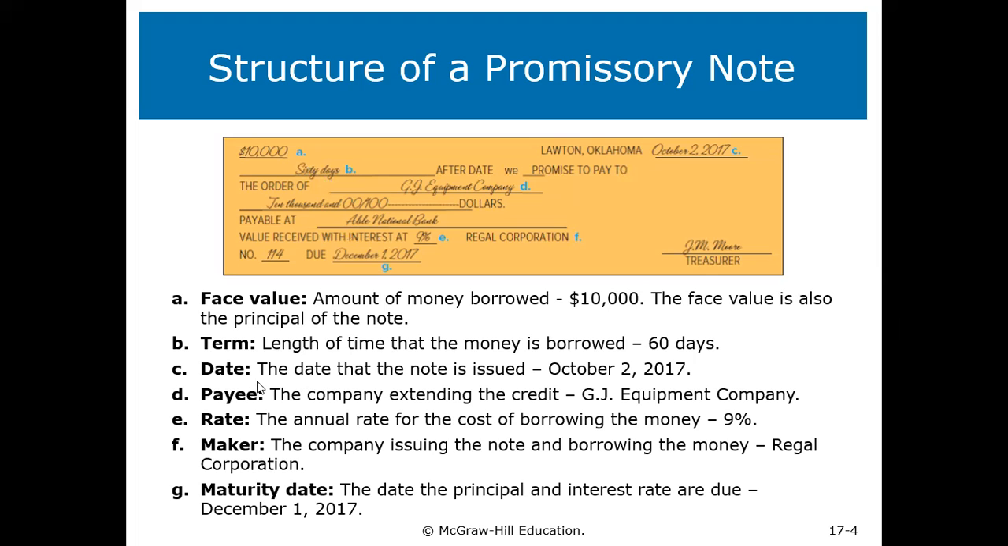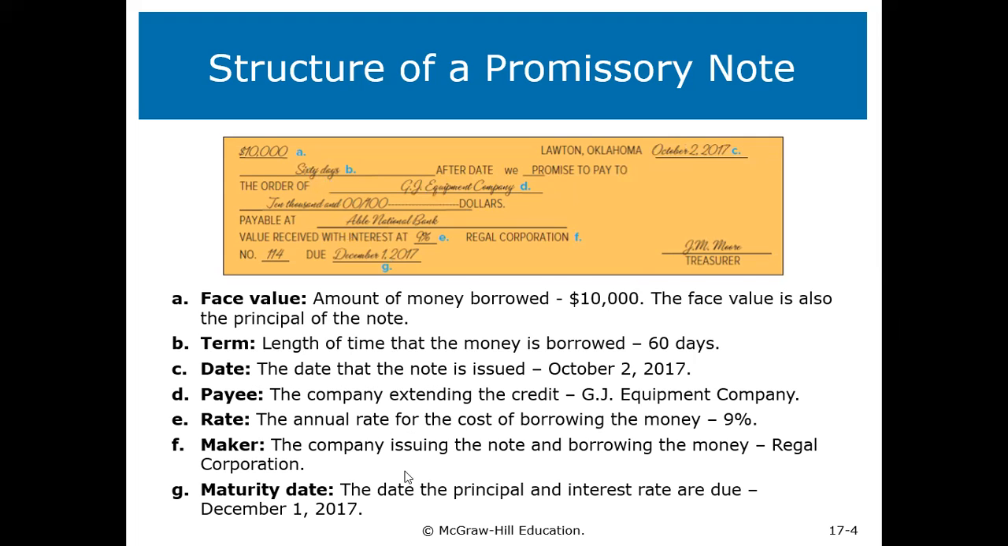Then letter C, the date the note is issued. So the note was issued October 2, 2017. This is payable in 60 days, and we know how to count 60 days after October 2, 2017. The payee is the company extending the credit. So the payee is the lender, in this case GJ Equipment Company. They are the ones lending.